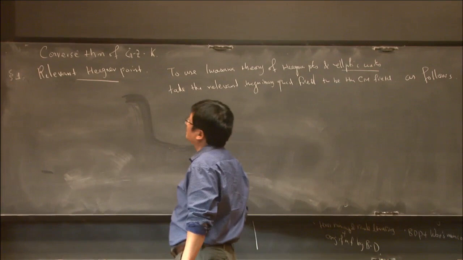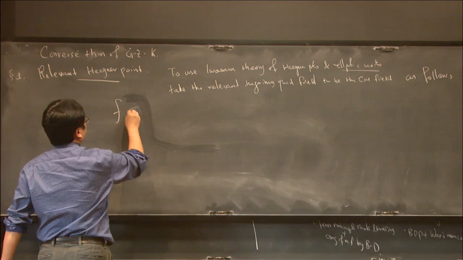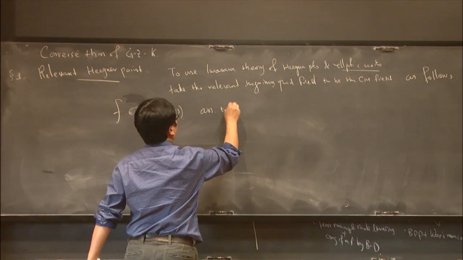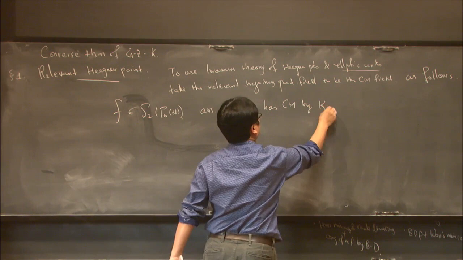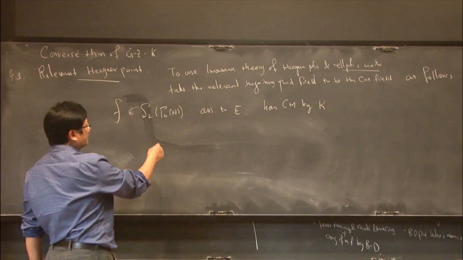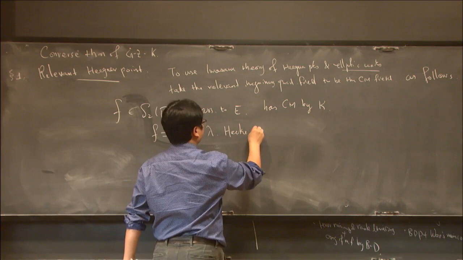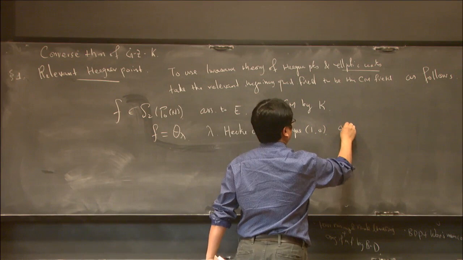So suppose F is the modular form of level Gamma_0(N) associated to E, and has CM by K. So K is the CM field. Then this F is a theta series of some Hecke character of infinite type (1,0), and the character is over an ideal of K.